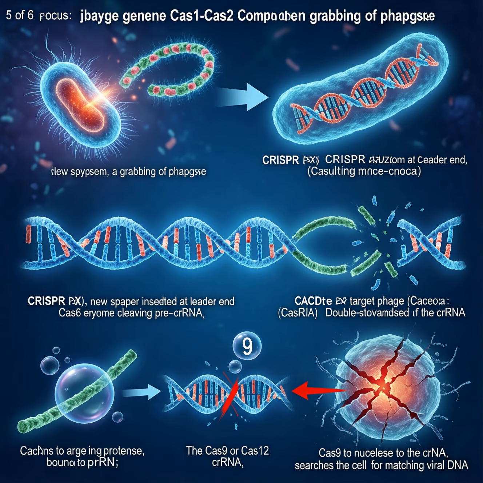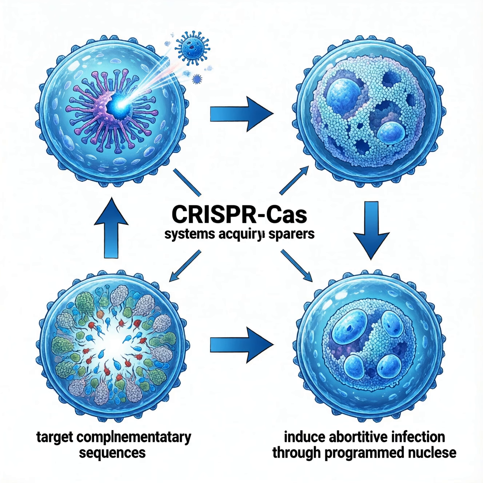The process is highly specific. Only sequences that match the spacer are cleaved, sparing host DNA. Thus, CRISPR-Cas provides a precise, adaptive defense that turns viral invasion into a self-terminating event.